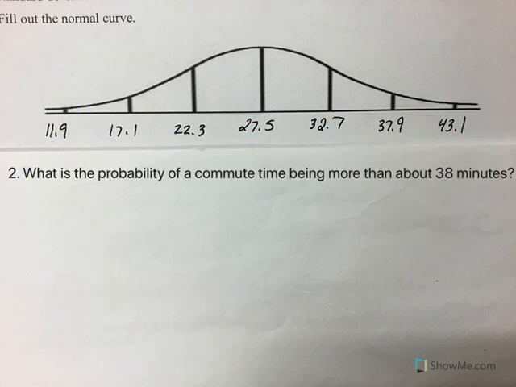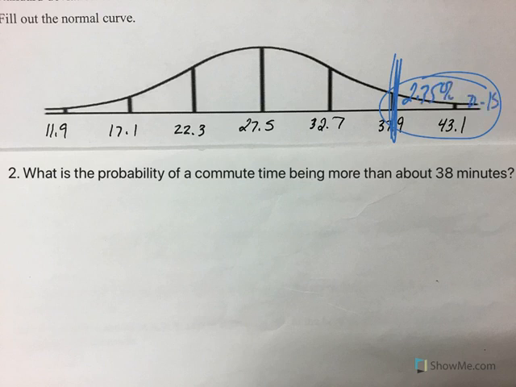What's the probability of commute time being more than about 38 minutes? Well, this is about 38, so more would be to the right. Remember, this is 2.35%, and this little spot is 0.15%. So if I add those together, 2.35 plus 0.15 gives me 2.5%.